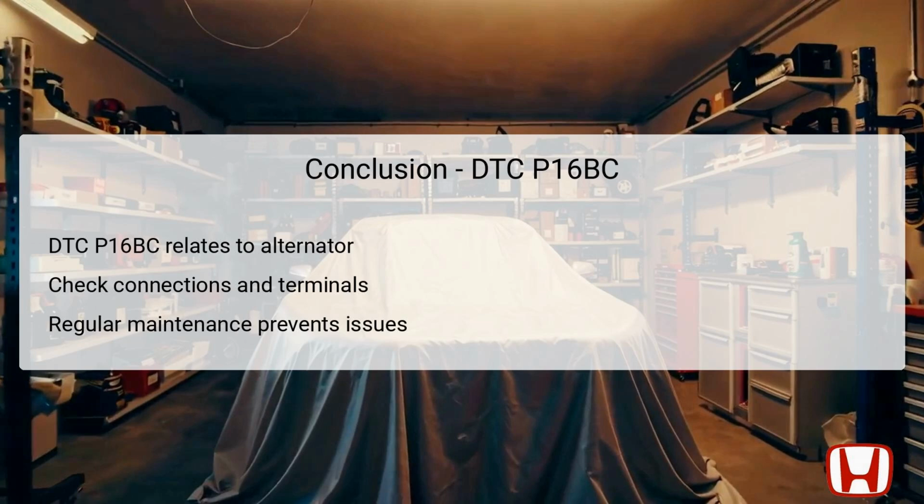In summary, DTC P16BC indicates a low voltage issue regarding the alternator's FR terminal circuit or the ignition power IGP circuit. This troubleshooting process demands thorough inspection of connections, components, and circuit integrity. Correct identification of poor connections, corrosion, or open circuits is essential for effective resolution of the issue. Each step in the diagnostic process is critical and builds towards a comprehensive understanding of the vehicle's electrical system.